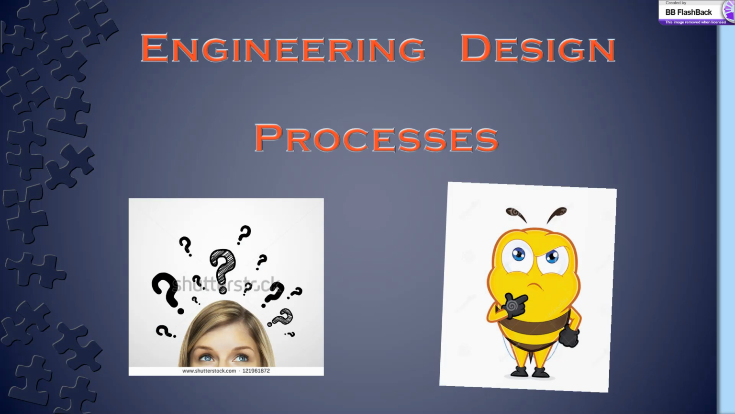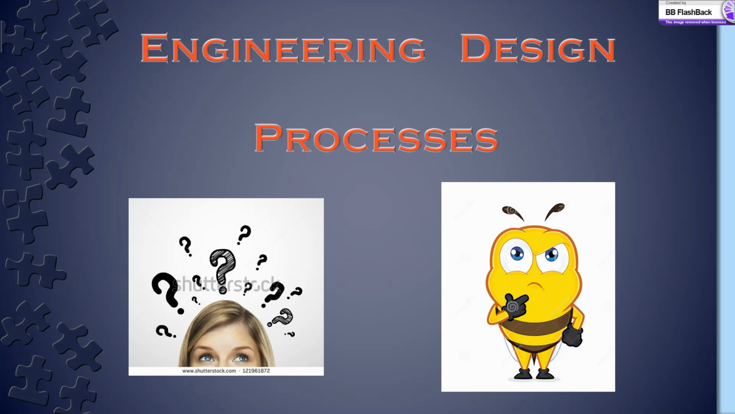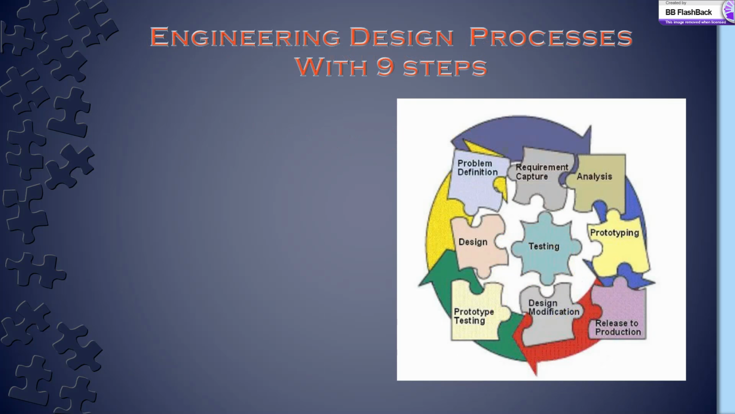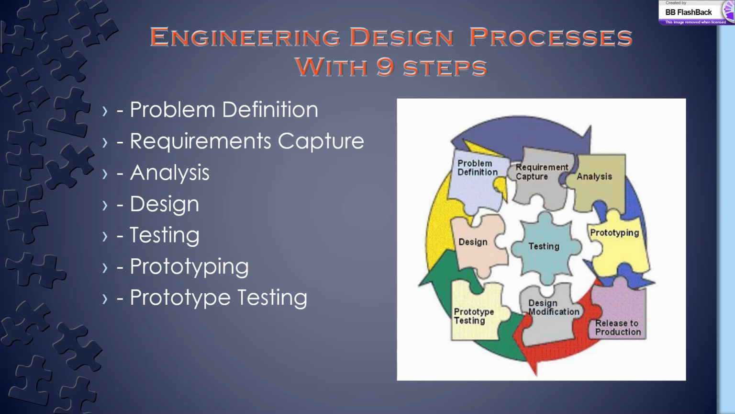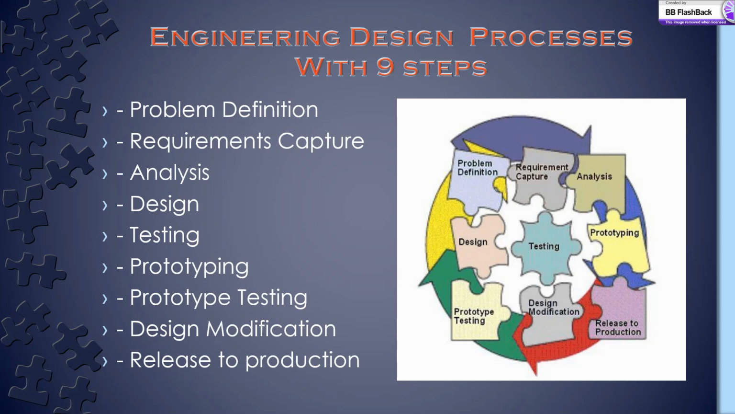The engineering design process is a series of steps that engineers follow to come up with a solution to a problem. Many times the solution involves designing a product that meets certain criteria and accomplishes a certain task. There are 9 steps for design processes. They are problem definition, requirements capture, analysis, design, testing, prototyping, prototype testing, design modification, and release to production.